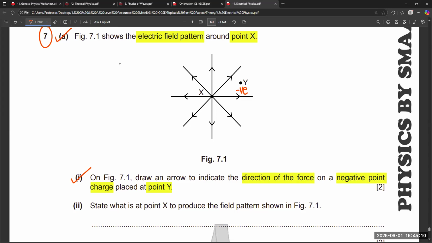It is attracted towards the... Yes. So you know that we have a positive charge in the middle because all field lines are moving away from the center to the outside. It means all the field lines are of a positive charge. So there is a positive charge in the middle, it is confirmed.